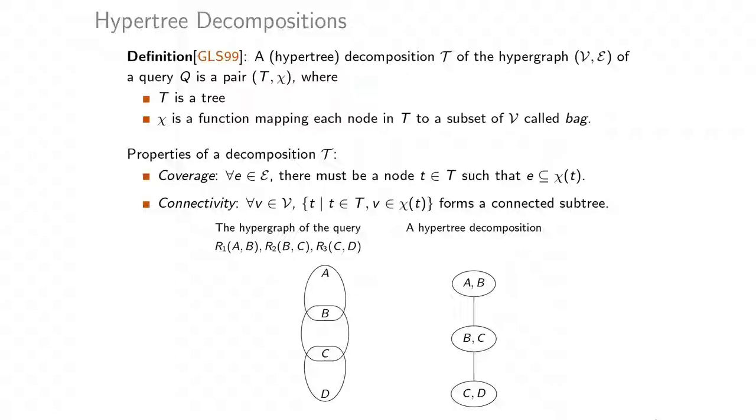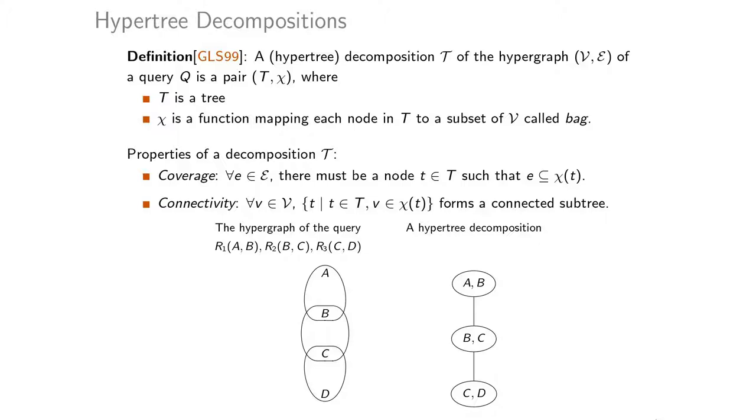So a tree and a function mapping this. And you will see there are actually two important properties that must hold for this hypertree to be really valid. But let me first give you this. This is the hypergraph of our path query. So we had A to B, B to C, and C to D. You see the hyperedge over AB, over BC, and CD, right? We can construct a hypertree decomposition as follows. AB will be part of a bag, BC is part of a bag, and CD is part of a bag.